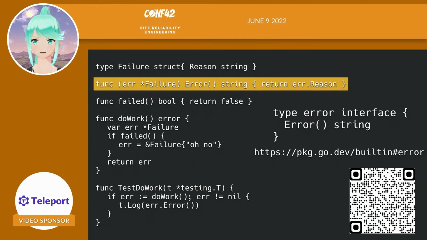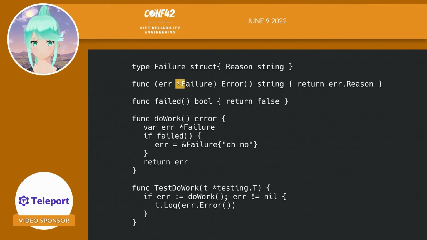I put the definition of the error interface type over to the side and gave you a link to the Go documentation for it. In this case, our type failure has an error method, which means that the Go compiler can treat it as an error. Given that the error function returns a string, that means that our failure type is an error. However, something else to keep in mind is that the receiver of the function is a pointer value. Normally this means a few things, but in this case it means that the receiver may be nil, and as a result the reason may not exist.